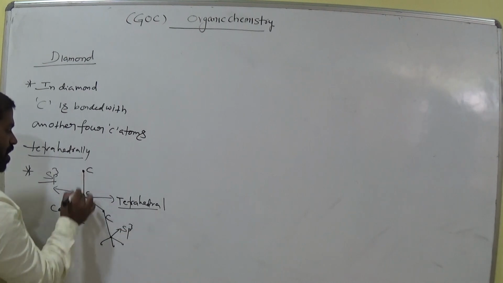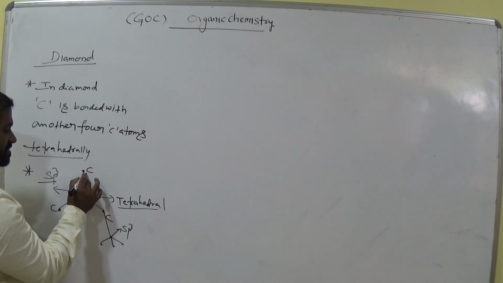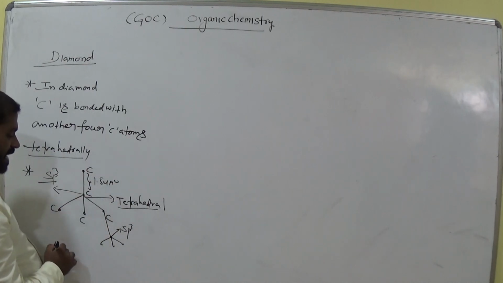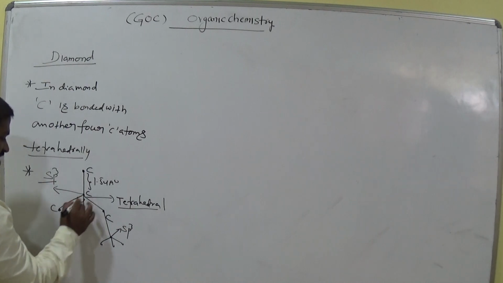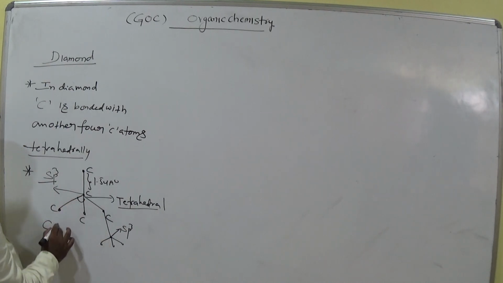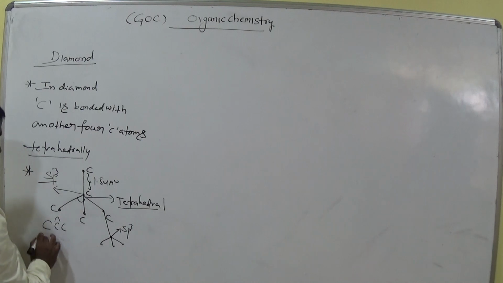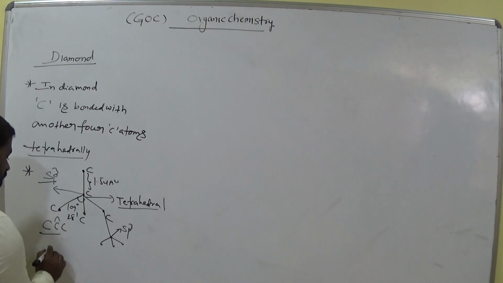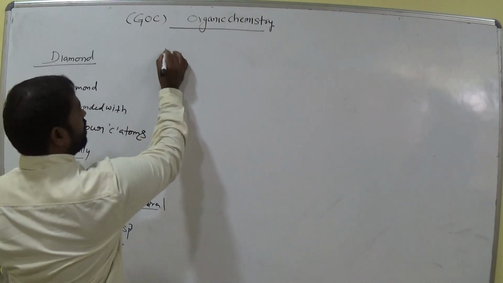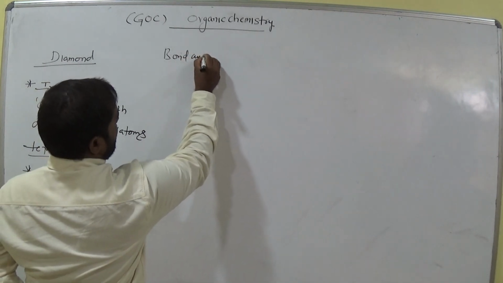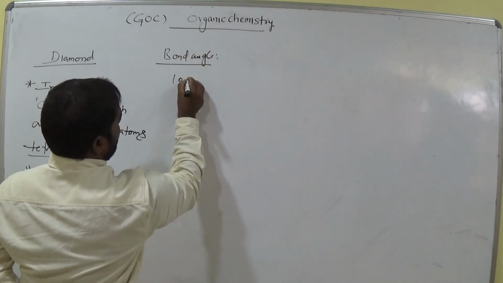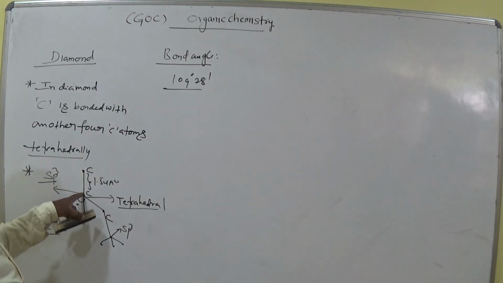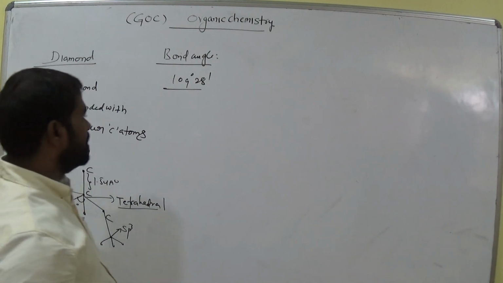So the hybridization of each carbon is sp3. Now the C-C bond length is 1.54 angstrom. And the C-C bond angle, see this bond angle, is 109 degrees 28 minutes. How to write it? Bond angle is 109 degrees 28 minutes.